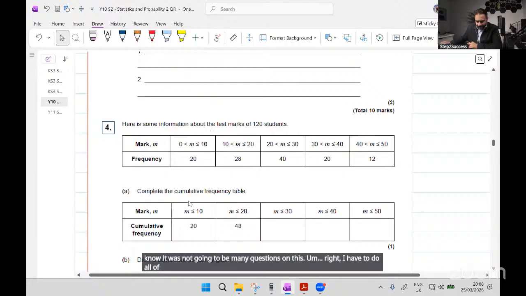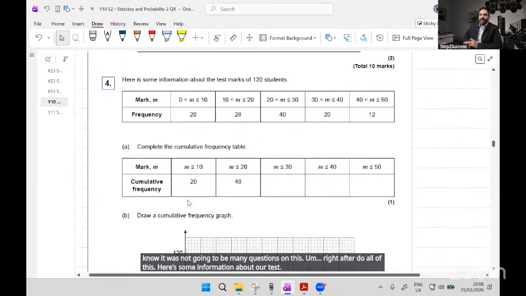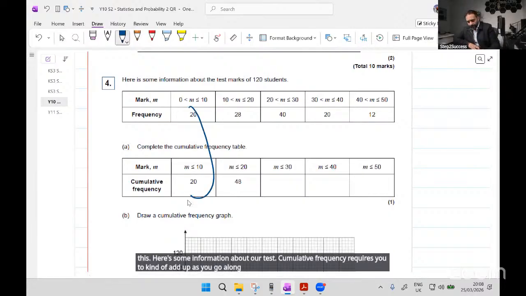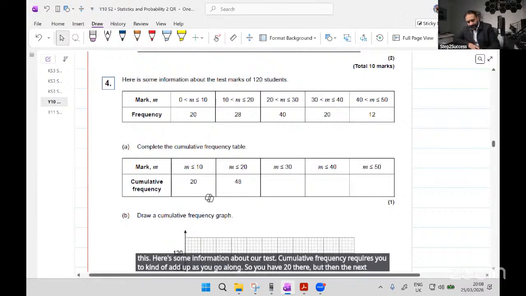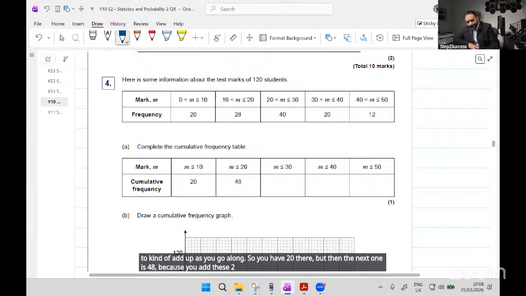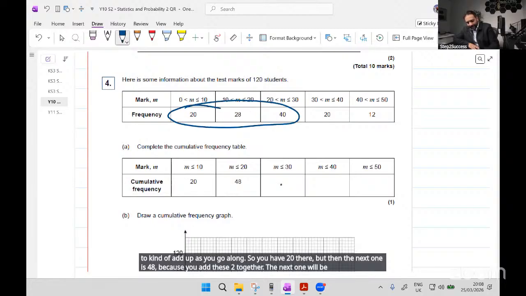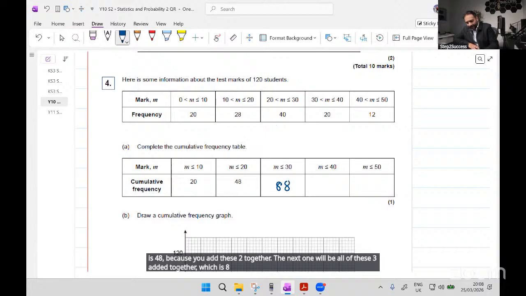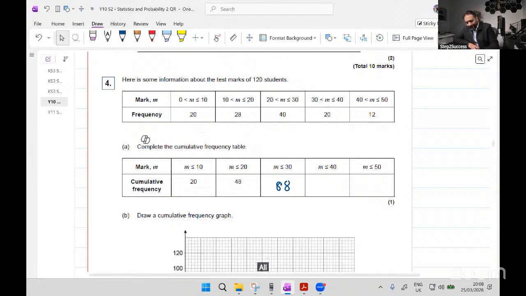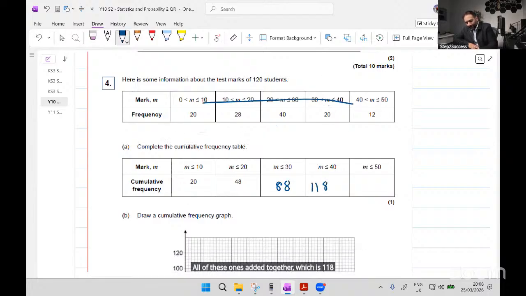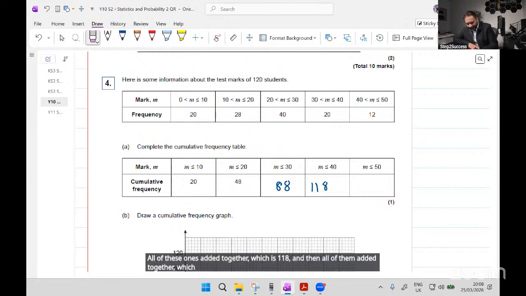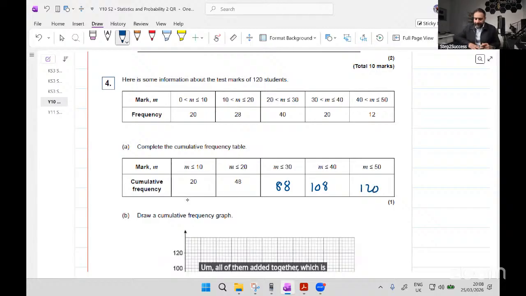Here is some information about a test. Cumulative frequency requires you to kind of add up as you go along. So you have 20 there, but then the next one is 48 because you add these two together. The next one will be all of these three added together, which is 88. And then all of these ones added together, which is 118. And then all of them added together, which is 108 even. All of them added together, which is 120. Yeah, so that's that.